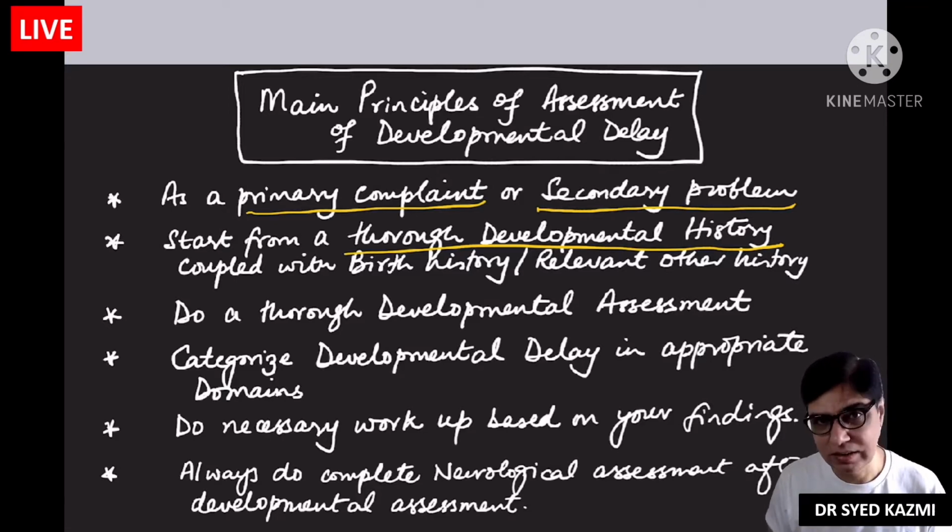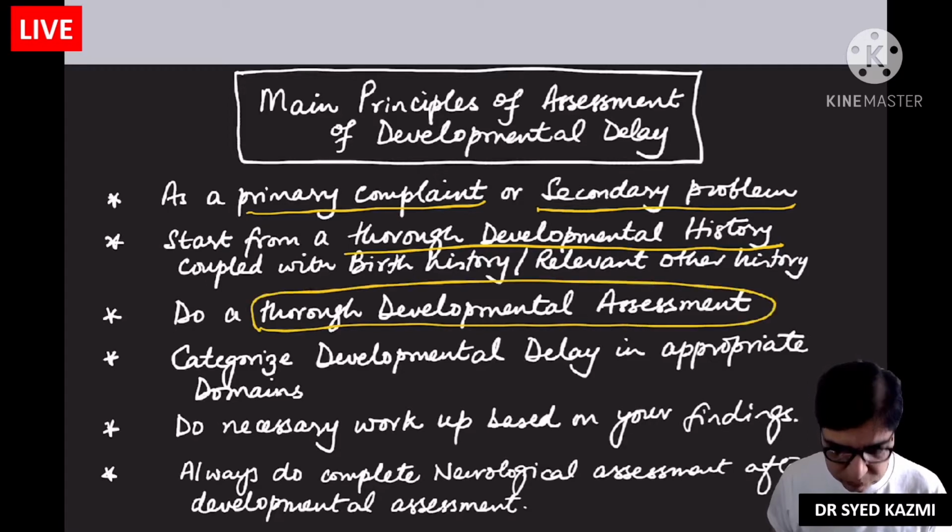Once you have taken the history, though history would give you most of the things, it's also very important to do a thorough developmental assessment. A thorough developmental assessment means that you assess the child in all four domains of development. So you look at his gross motor domain, you look at his fine motor domain and vision, you assess his hearing and speech, and you assess his social domain. You do all these things and you write down your findings. Then based on the findings, whether you find deficiencies in one domain or in two or more domains, your further workup would depend on your findings.